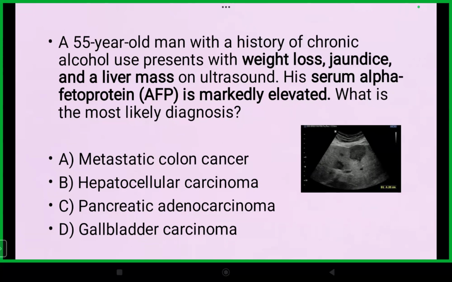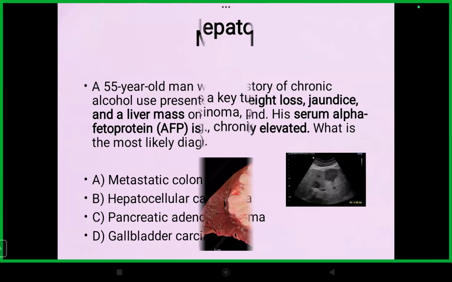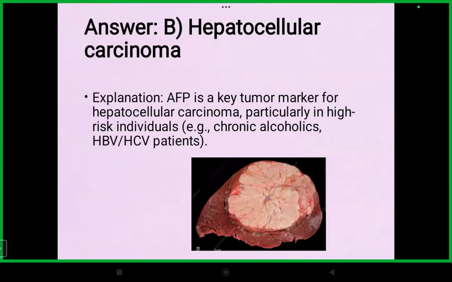Similarly, AFP can be elevated and these clinical findings can be present. While colon cancer is less likely. Pancreatic adenocarcinoma, yes, it can have weight loss and jaundice, but a liver mass is less likely and AFP levels are usually not elevated. So the answer is hepatocellular carcinoma, and AFP is a tumor marker, especially for hepatocellular carcinoma, especially in people with high risk like chronic alcoholism and people with positive viral markers, that is hepatitis B and hepatitis C positive patients.